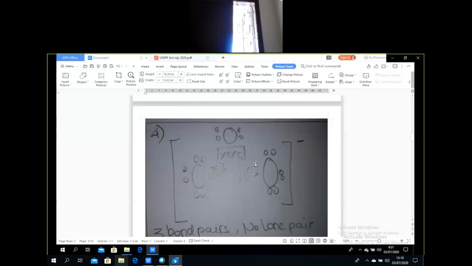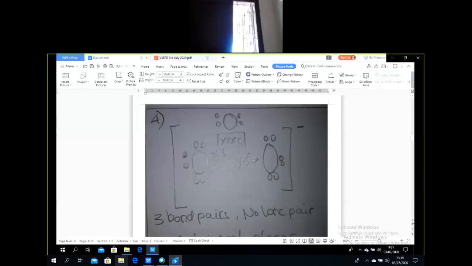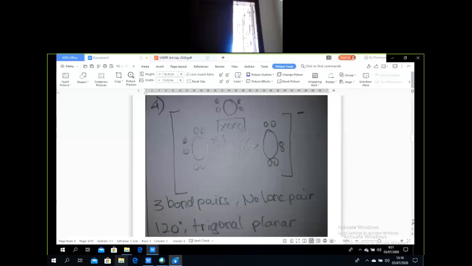Now this one is a dative covalent bond from the nitrogen to the oxygen. That makes the oxygen have 8 electrons, and the nitrogen has 8 electrons also. Therefore, there are 3 bond pairs and no lone pairs. The angle is 120 degrees and the shape is trigonal planar.